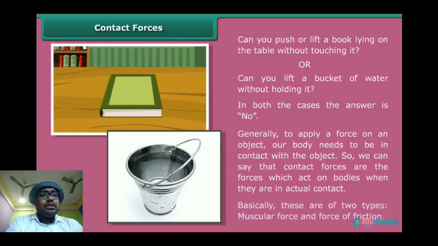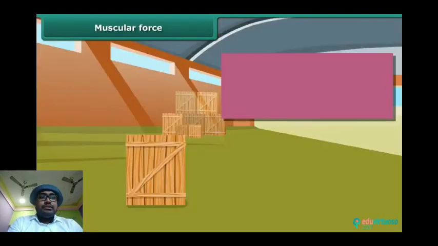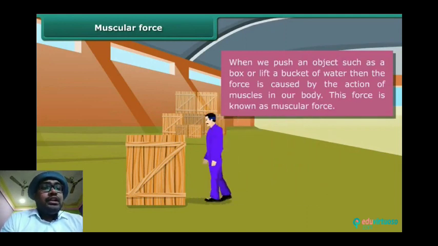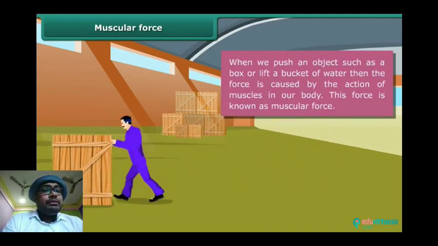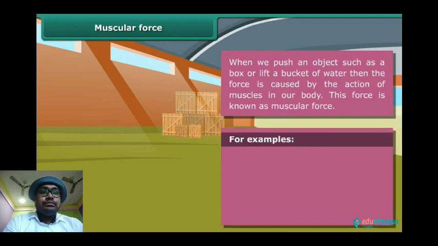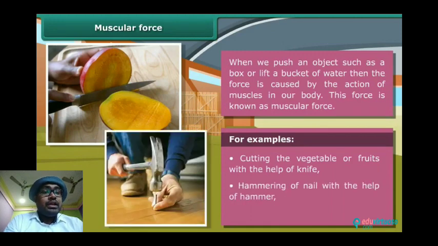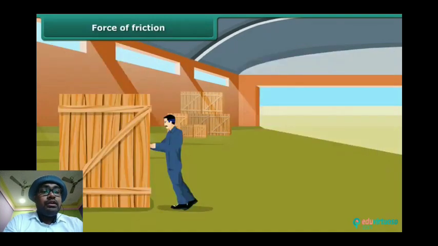Basically, these are of two types, muscular force and force of friction. Muscular force. When we push an object such as a box or lift a bucket of water, the force is caused by the action of muscles in our body. This force is known as muscular force. For example, cutting vegetables or fruits with the help of a knife, hammering a nail with a hammer, pulling a cart by a horse.